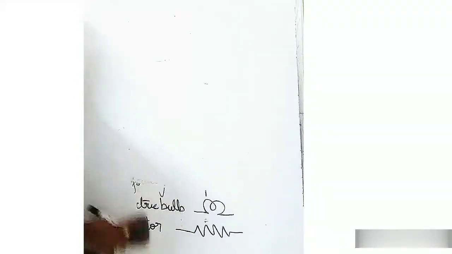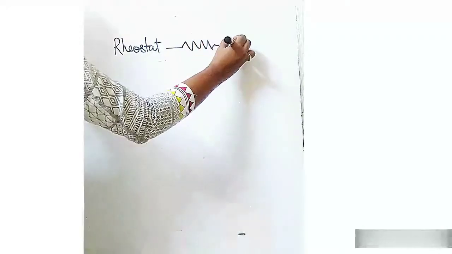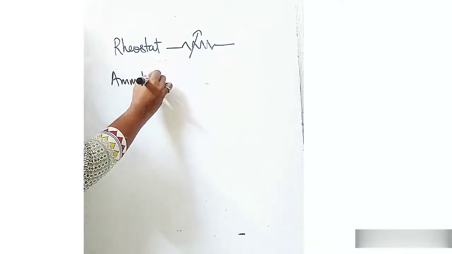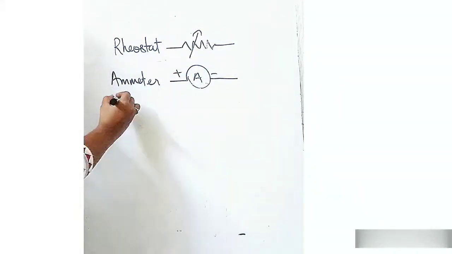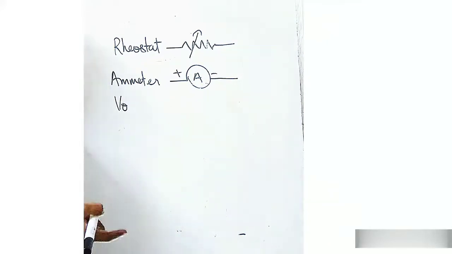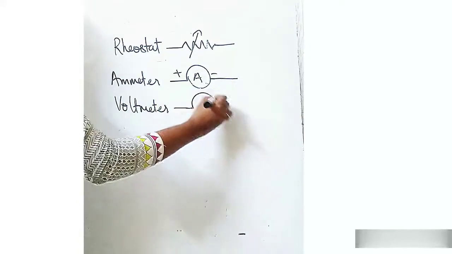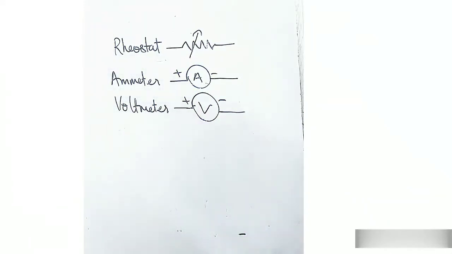There are many symbols, students. Now we will see the next one. It is the rheostat. Rheostat is denoted like this. Now the ammeter. Ammeter is denoted like this, with a plus and minus. This is the ammeter, which measures the current, and the voltmeter measures the potential difference. So this is all about the symbols used in the circuit diagram, students.